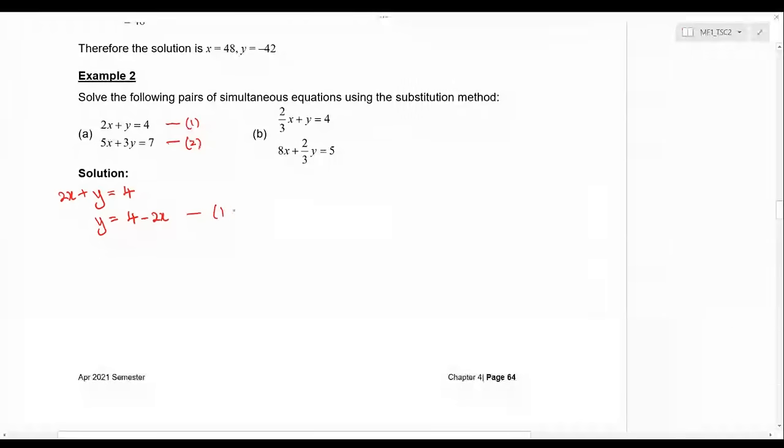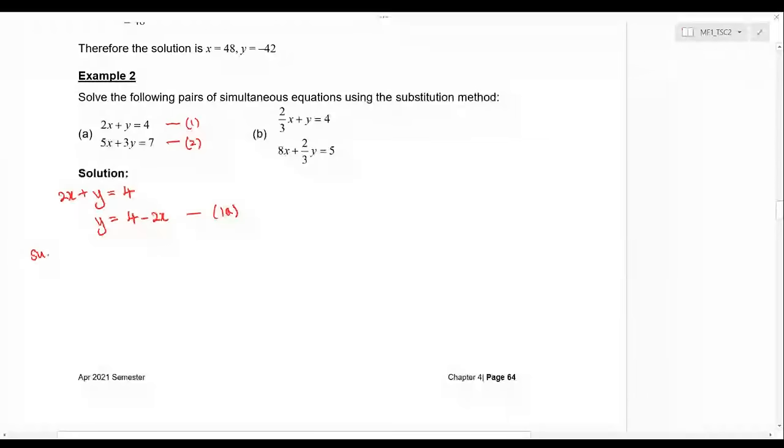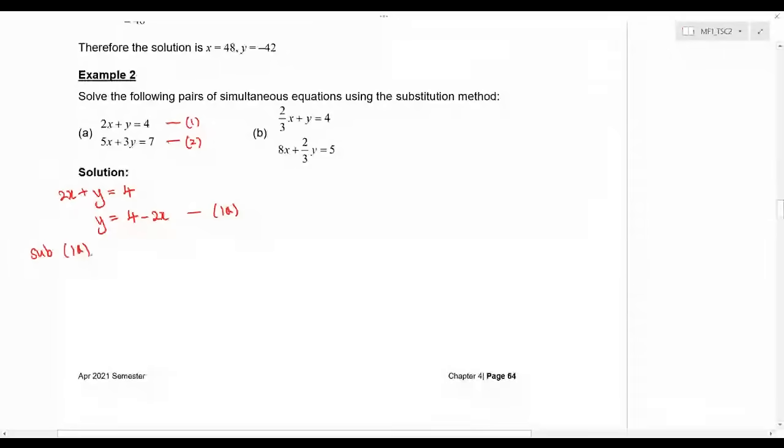So I'll call this 1a. So if I subtract both sides by 2x, I will then have 1a. Okay? And then I'm going to put 1a, so substitute 1a inside equation 2. Okay, you must always remember you must substitute inside the other. It must never be the same equation.